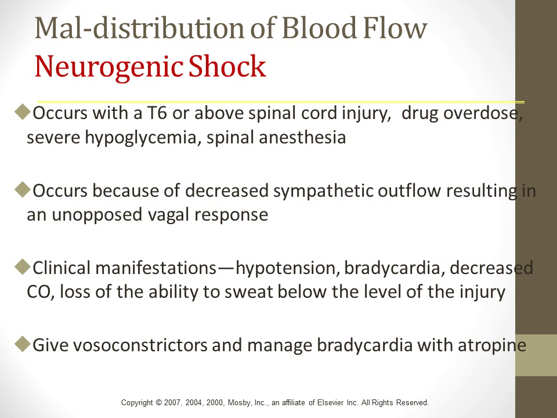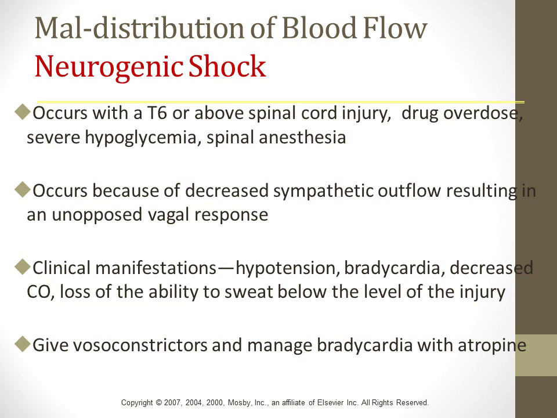Neurogenic shock. In neurogenic shock, vasodilation occurs because there's not a balance between the sympathetic and parasympathetic nervous system. Normally, you have some sympathetic activity and some parasympathetic activity. One vasodilates, one vasoconstricts, and it kind of keeps us in check so that we have a normal blood pressure. When we have neurogenic shock, not to be confused with spinal shock.